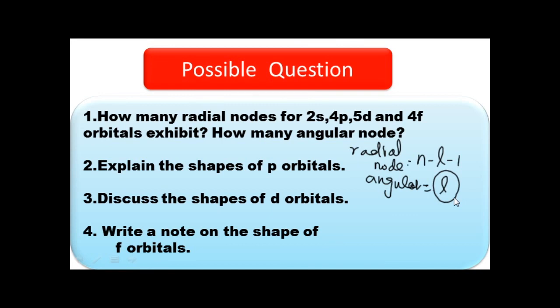Then explain the shape of the p orbital. This is a 2 mark or a 3 mark question. Then discuss the shape of the d orbital. This is one of the 2 mark or 3 mark questions. And then finally write a note on the shape of the f orbital. This is also a 2 mark or a 3 mark question.